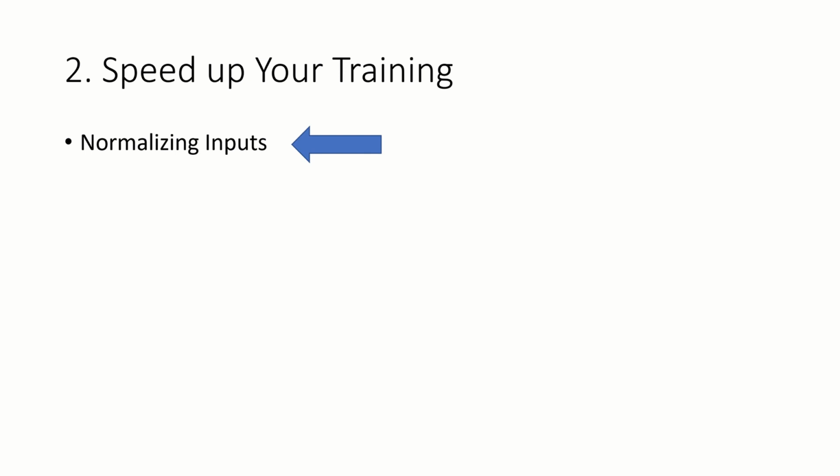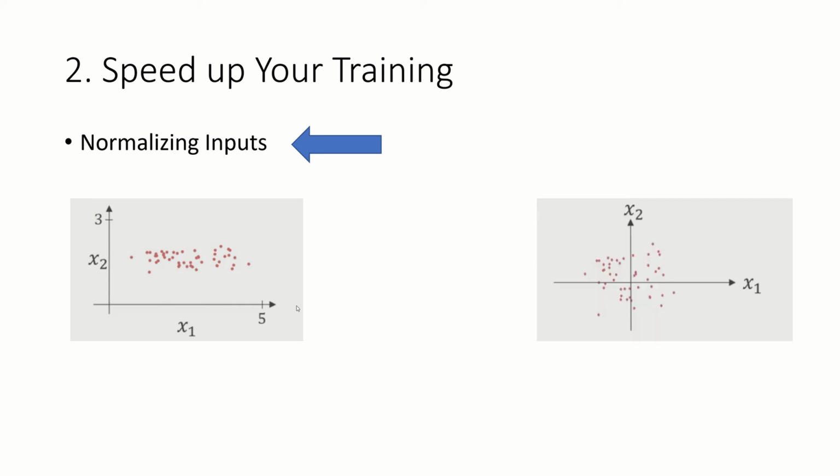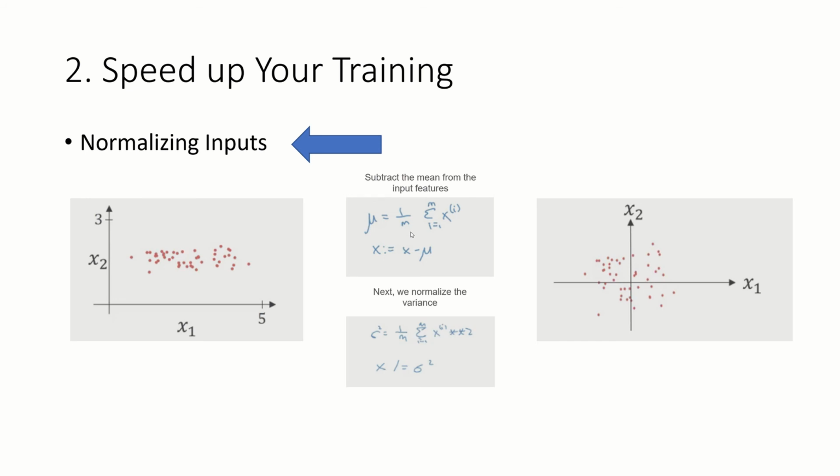Speeding up the training can be done using normalization. Let's take a look at the left graph here, which shows the inputs x1 and x2. And now let us look at the normalized form of that graph. What we basically did to move this graph from looking like this to looking like that is we normalized the data, which is basically calculating the mean and subtracting it from the input features, then normalizing the variance. And by doing so, we speed up the algorithm.